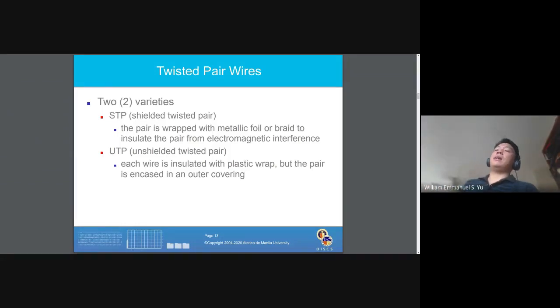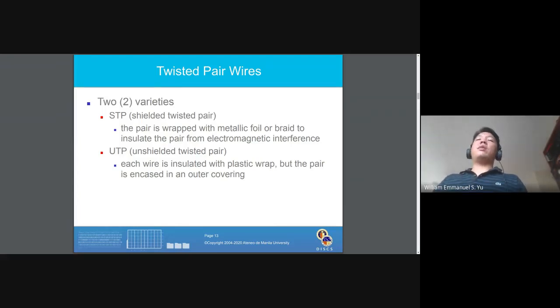Which plastic is not able to protect the wire from electromagnetic signals. And that's why if you have a UTP cable and you put it beside an air conditioner, then it will get affected by the interference. While shielded twisted pair has a metallic braid or foil around the conductor, aside from the insulation, and that's the reason why it is less prone to electromagnetic interference.